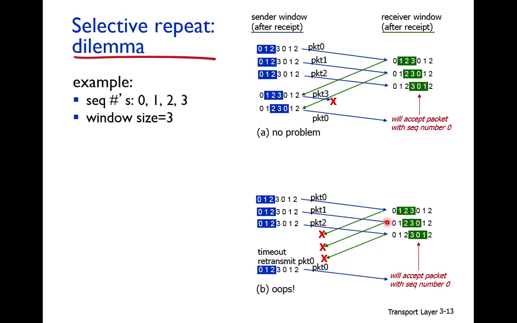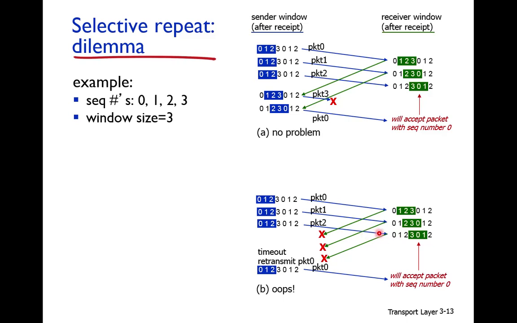Suppose the receiver receives packet number 1, the second packet, so it is in order, it will be delivered to the application, and it will advance its receive base. Now the receiver is waiting for the third packet with sequence number 2, the fourth packet with sequence number 3, and the fifth packet with sequence number 0.